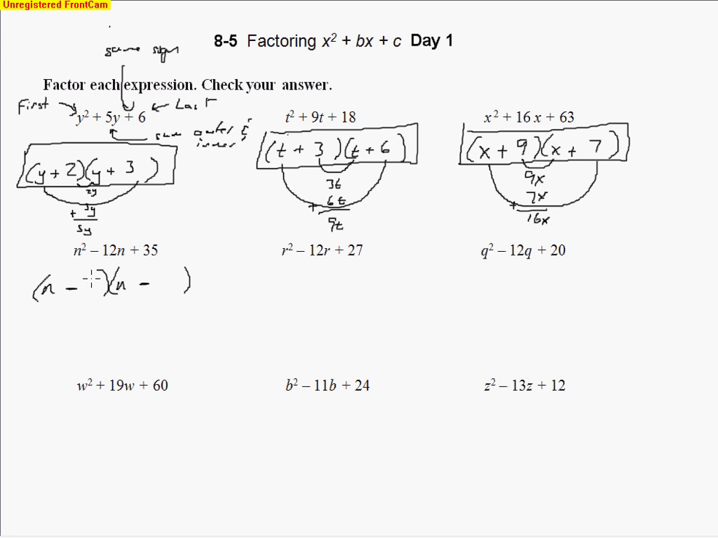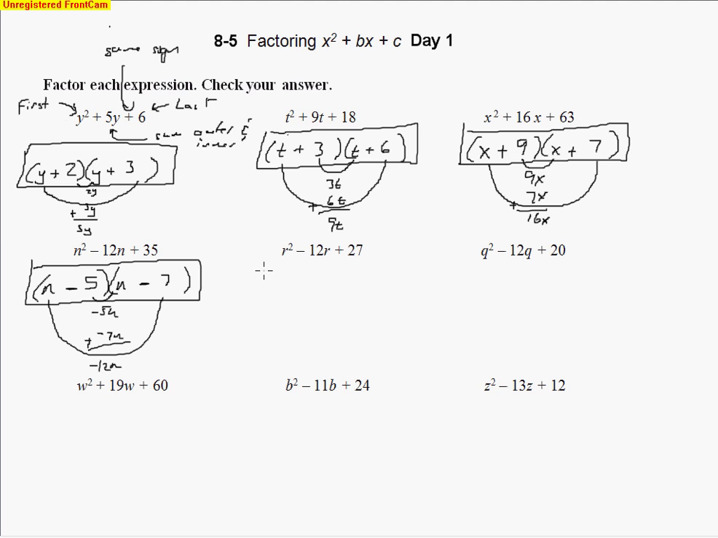So for the numbers that multiply to make 35, I'm thinking of 5 times 7. And we check the inside terms, negative 5n. The outside terms are over here, negative 7n. And you see how those do add together to make a negative 12n. So it matches. So we know our factored form is correct.